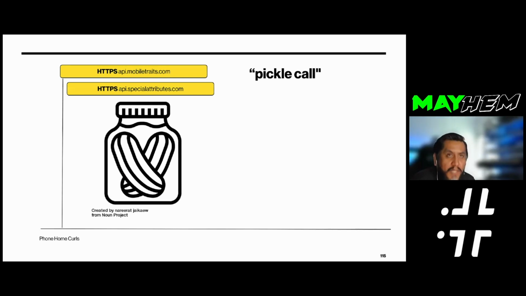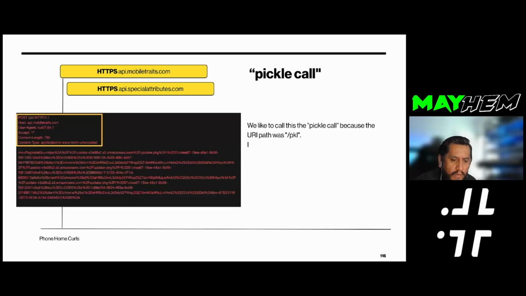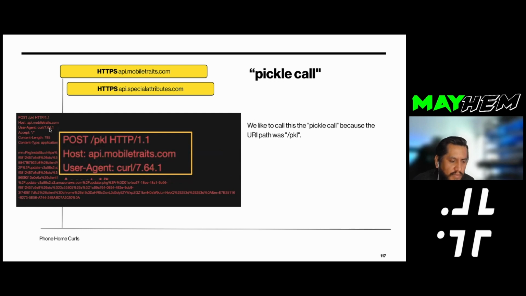Now, for us, we have this thing called the pickle call, and the pickle call is related to the curl. From the host side, what you will see is just a curl to either of those two domains, api mobile traits and api special attributes.com. But there is this thing called the pickle call. Why do we call it the pickle call? Because the URI parameter has a PKI on it, or L, I don't remember if it's an I or an L. And you can clearly see in the screenshot that it is talking to the API and doing a POST. In addition to that, you can see the curl engine.